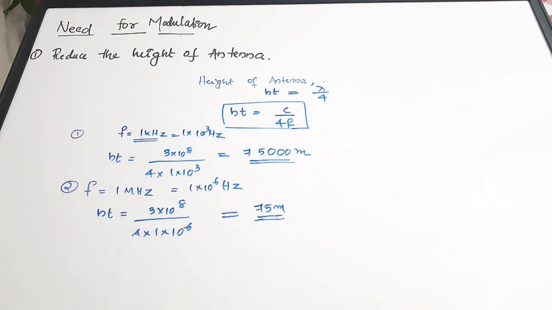The point is, if you are using a lower frequency, the height will be very large, but if you are using a higher frequency, the height can be affordable. That is the main requirement of using a higher frequency wave, which is called the carrier wave, so that we can reduce the height of the antennas that we are using. So that is the first need for modulation, which is reducing the height of the antenna. Now, moving on to the second case.